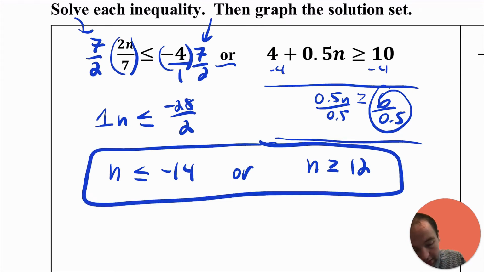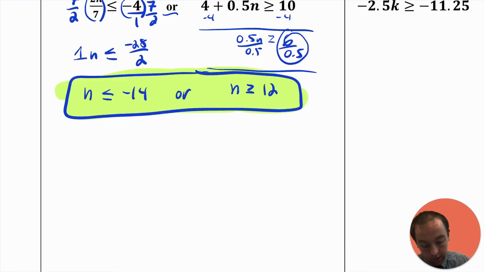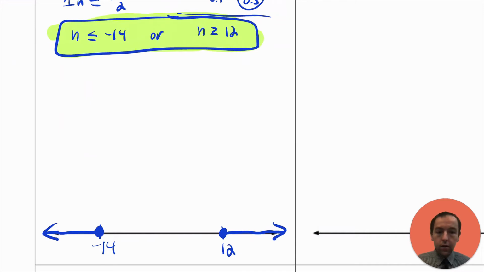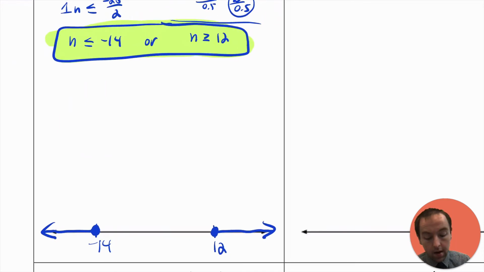So we end up getting this. You want to make sure that you write the word "or." You have to write this out. And so this is what we get as the solution. And then if we're going to graph this solution set, -14 is the smaller of the numbers. You've got 12. So n is going to be less than or equal to -14, and then n could be equal to or greater than 12, and that's the graph of your solution set for that "or" inequality.